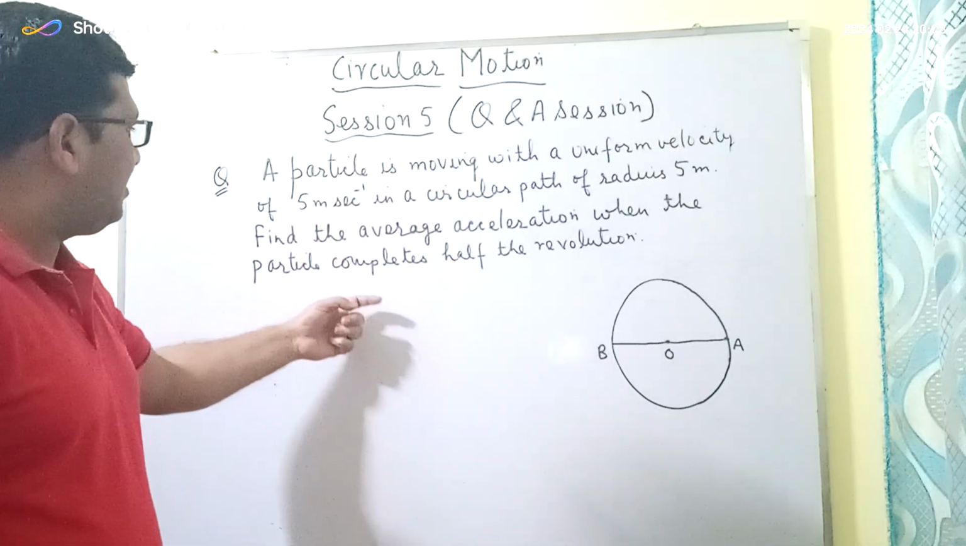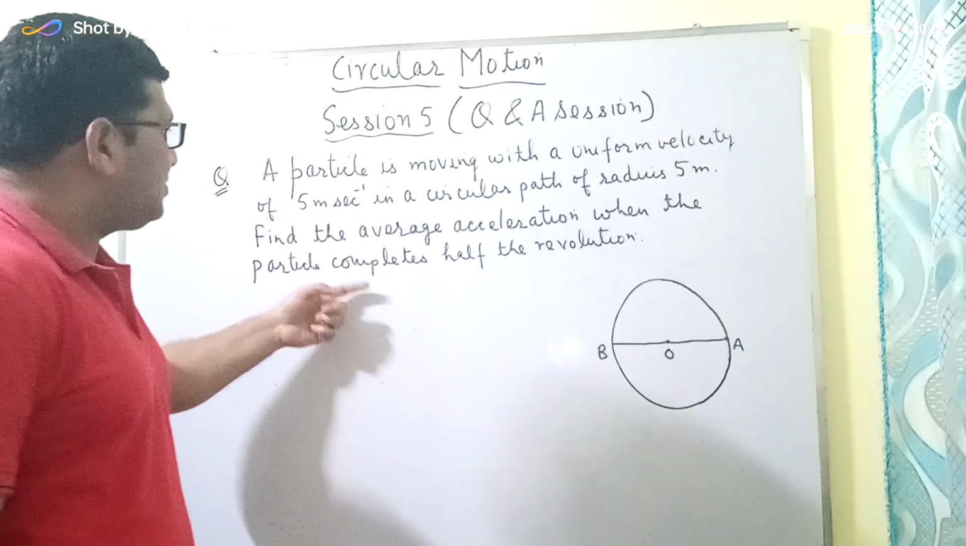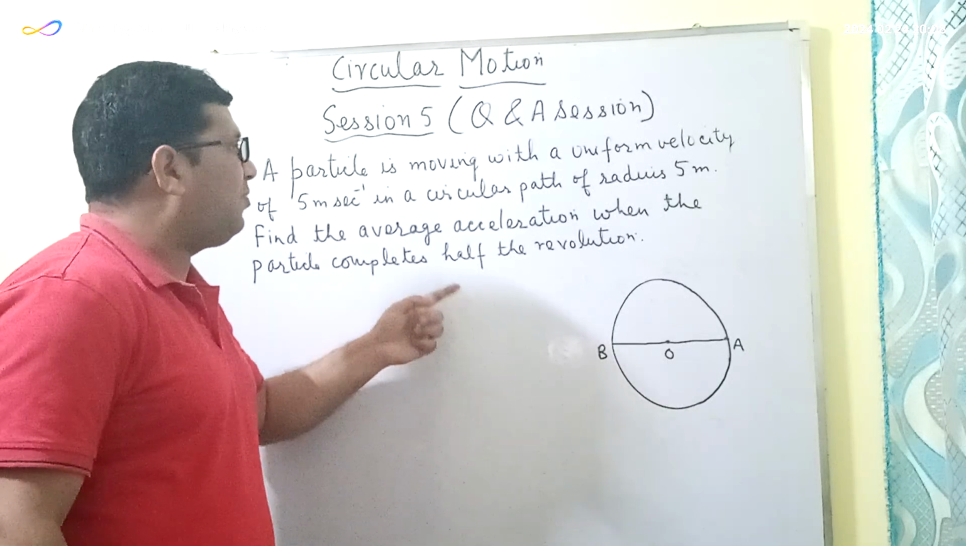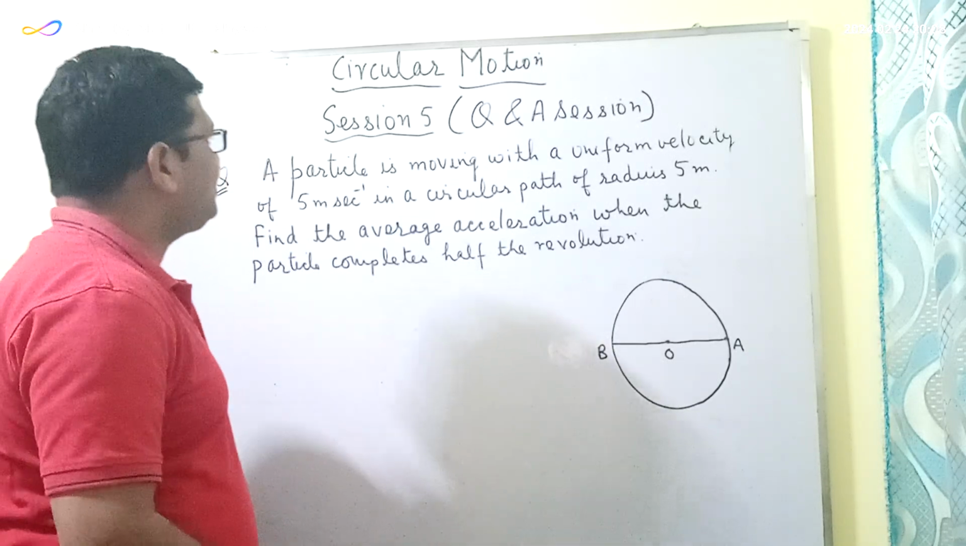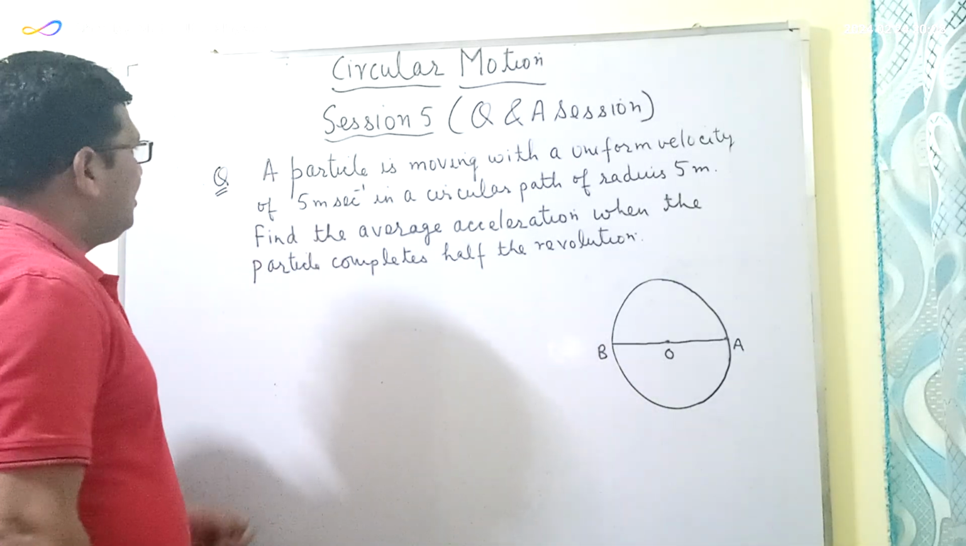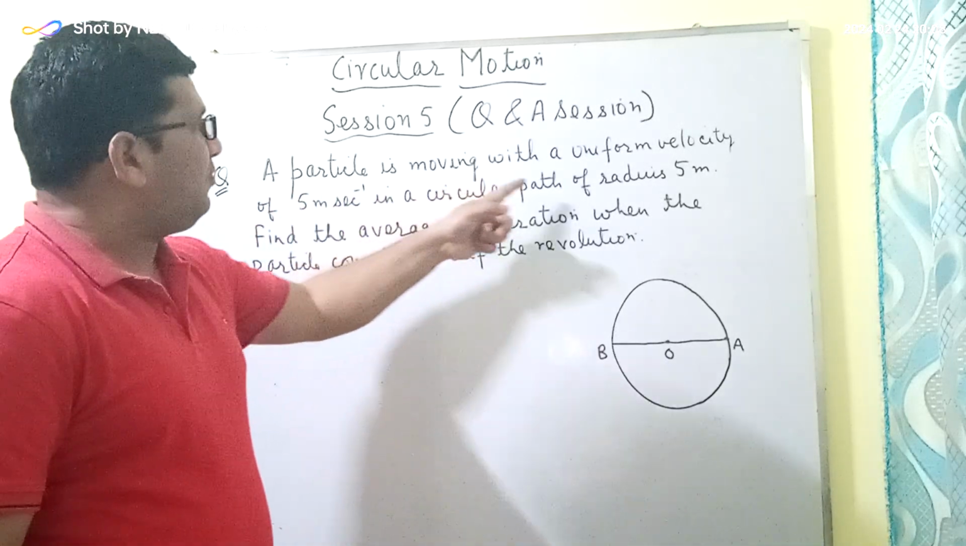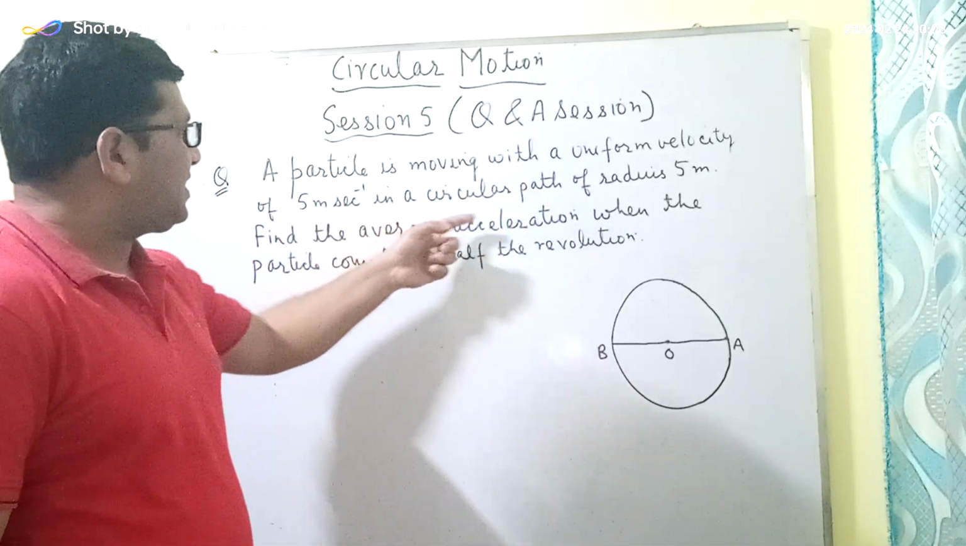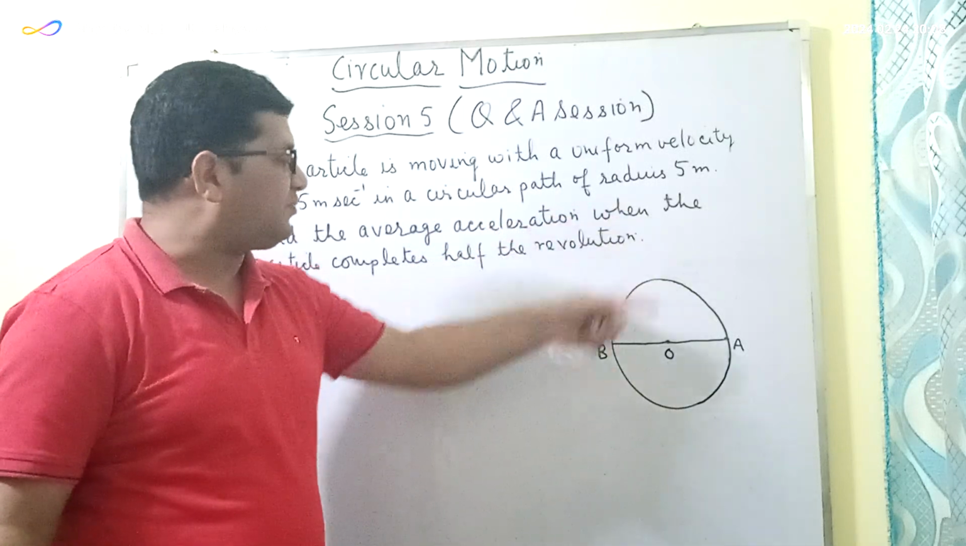In this session I have taken the question which is written on this board, and this question is based on what we have studied in the previous sessions. So here the question is: a particle is moving with a uniform velocity of 5 meter per second in a uniform circular path of radius 5 meter.